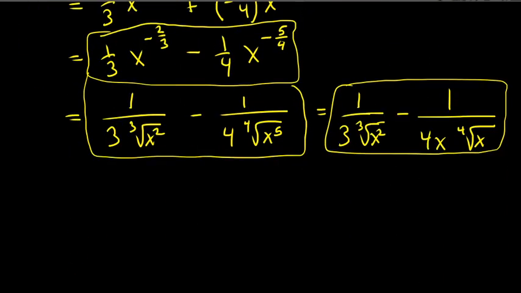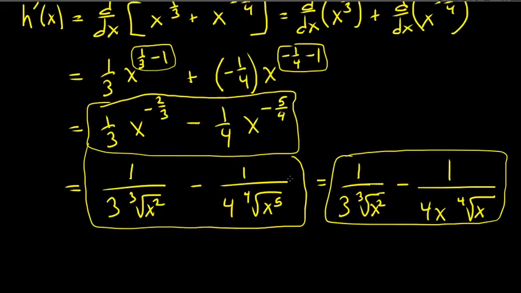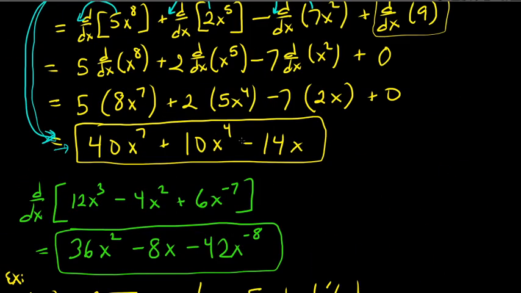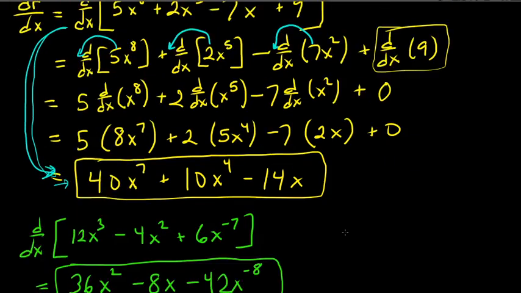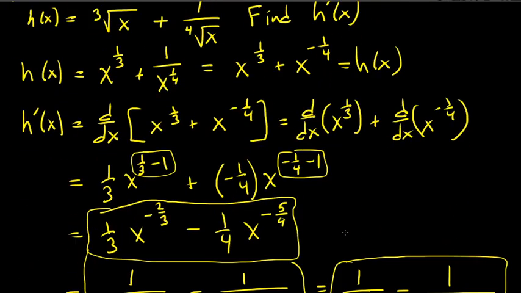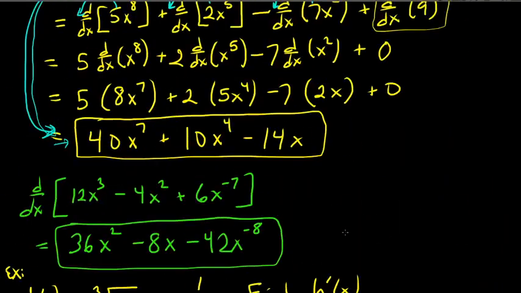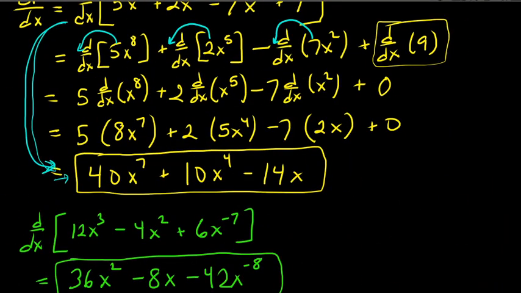Okay, so that's the sum rule. And again, it works if it's a difference as well, right? So whenever you have a difference here, you can also just take the derivative of the difference by taking the difference of the two derivatives. Okay. Oh, out of space, so let's start over.